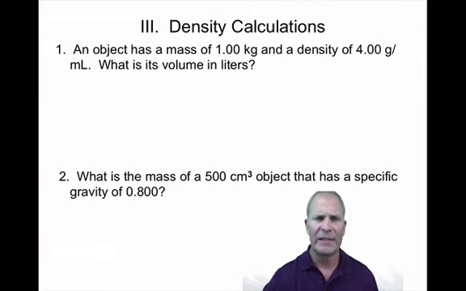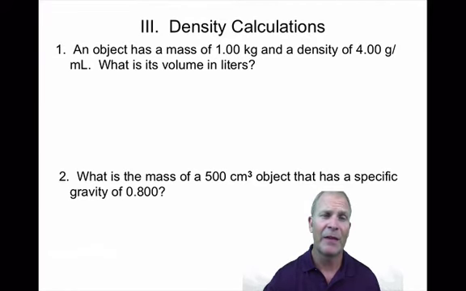Now we go through some density calculations. Again, density calculations. First, number one, we see an object with a mass of 1 kilogram and a density of 4 grams per mil. What is the volume in liters? So first of all, my density is a mass, and the density is in grams. My mass of the object is in kilograms. So first, initially, I need to change it to grams to match up with my density. So kilo to the third, I'm going to move 3 places back to the right. So 1 kilogram is the same as 1,000 grams.